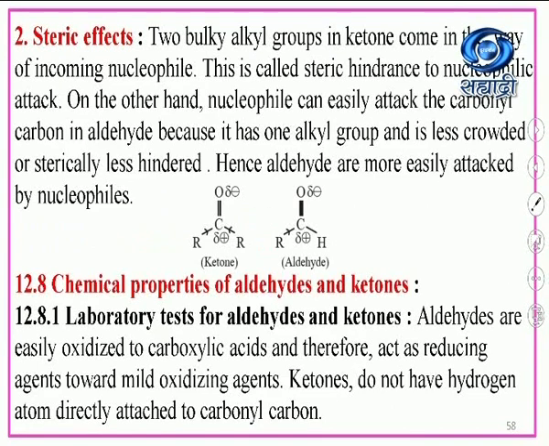than ketones. Steric effects. Two bulky alkyl groups in ketones come in the way of the incoming nucleophile. This is called steric hindrance to nucleophilic attack. Steric hindrance actually means crowding. On the other hand, a nucleophile can easily attack the carbonyl carbon in an aldehyde because it has one alkyl group and is less crowded, or sterically less hindered. Hence, aldehydes are more easily attacked by nucleophiles.